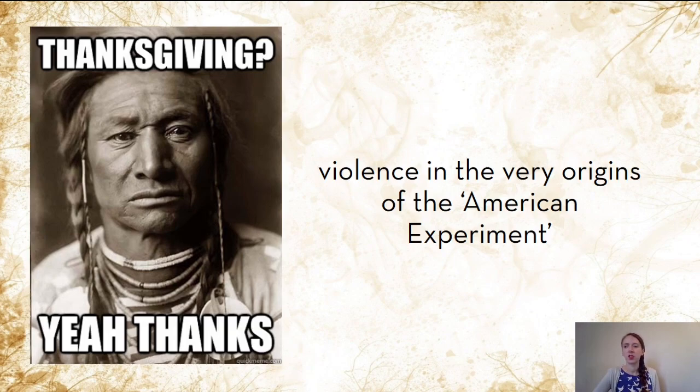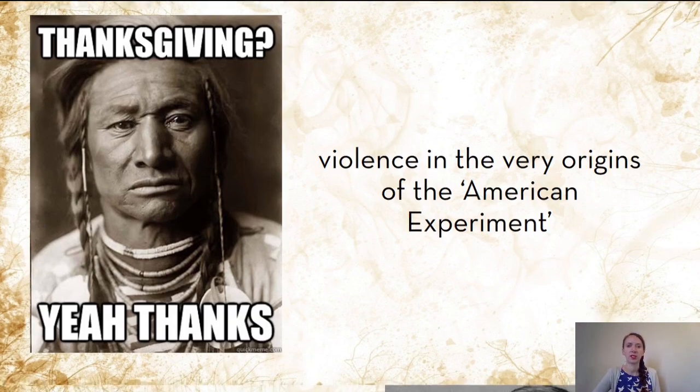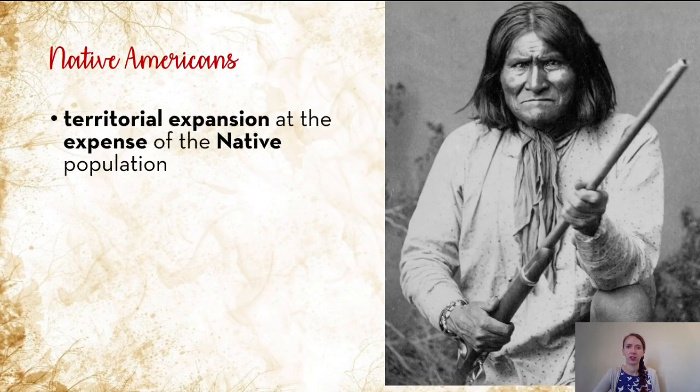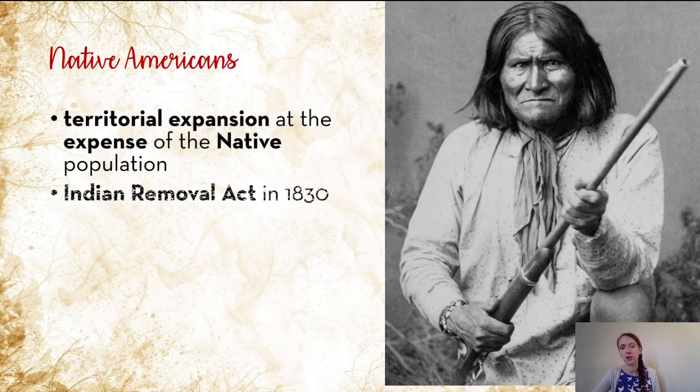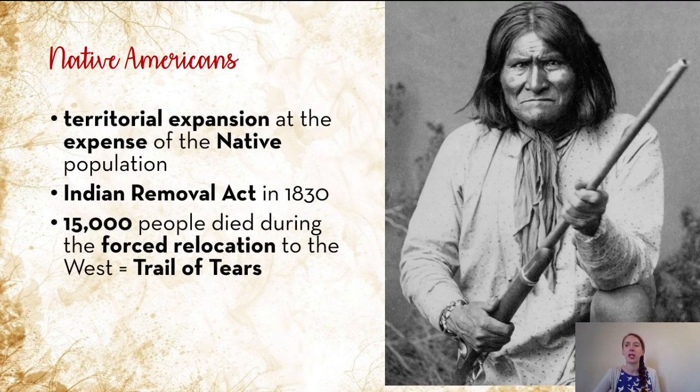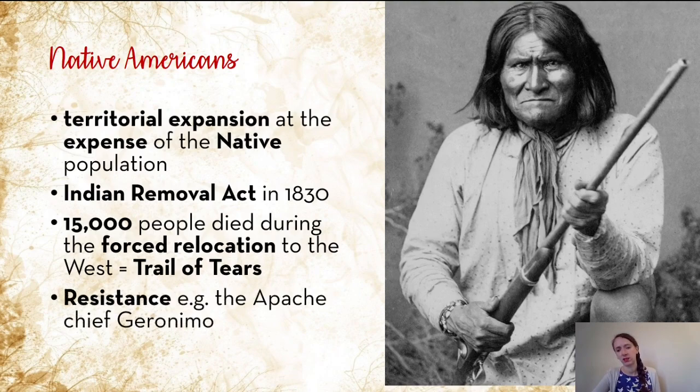So violence is something that is very much inherent to the American experiments with the displacements of Native Americans. Territorial expansion was done at the expense of the native population. There was an Indian Removal Act that was passed in 1830 and led to a tragic event in the history of the US, the forced relocation of some Native Americans to the West, an event that has been referred to as the Trail of Tears, which is also something that we'll discuss in more detail next year. Of course, there was resistance. For instance, we could mention the Apache chief Geronimo, but there are lots of other examples that you can also look up.